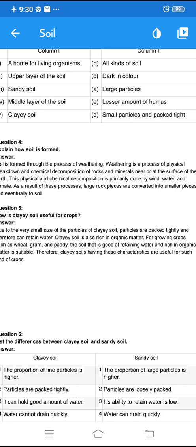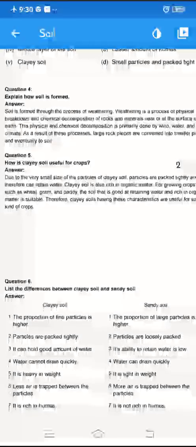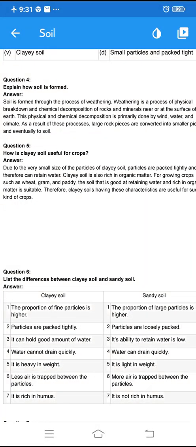The last one is clay soil. What about the particles of the clay soil? Yes, the particles of this clay soil are small and packed very tightly, so that very little air can pass through. So particles are small in size and they are packed tightly. So this is the correct answer for that. Okay, so now let's go for the question answers.